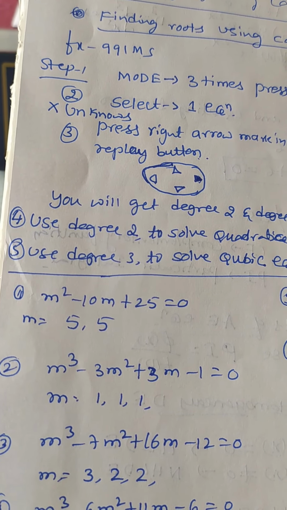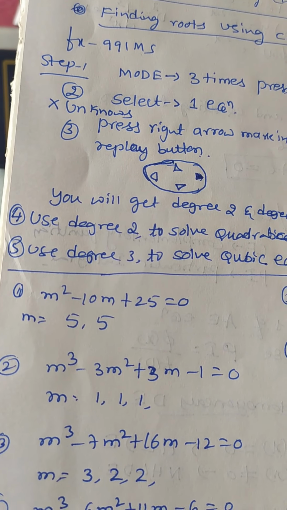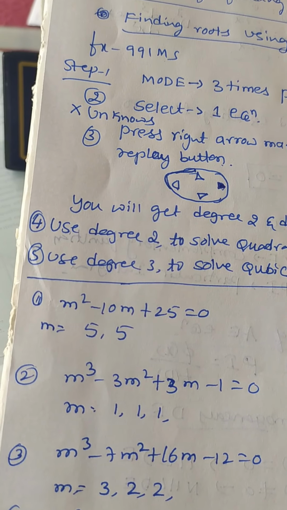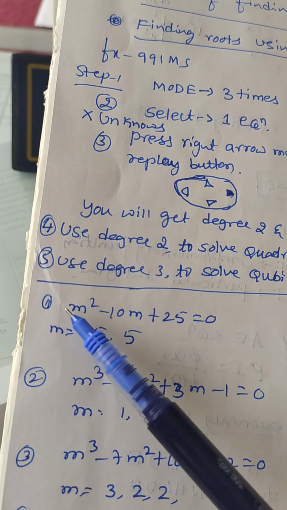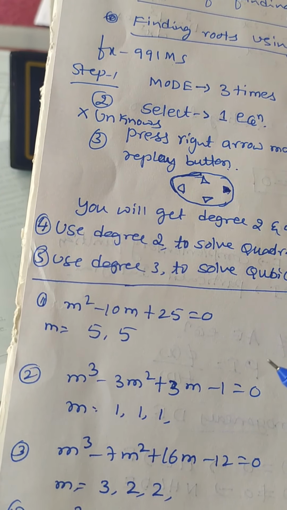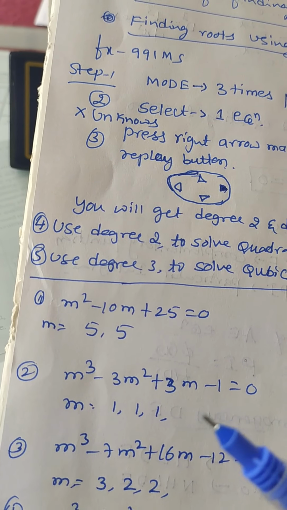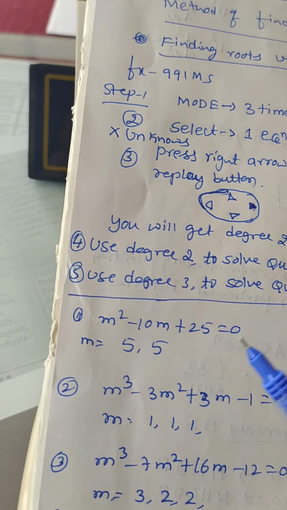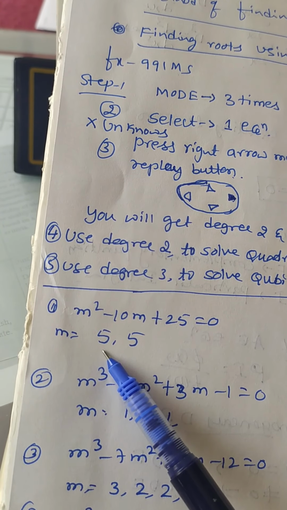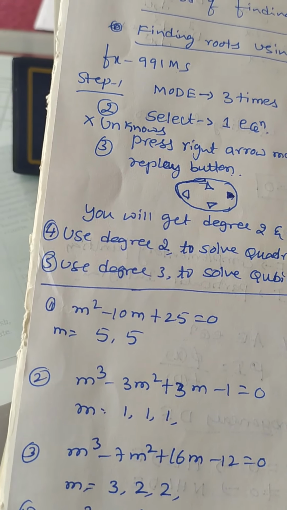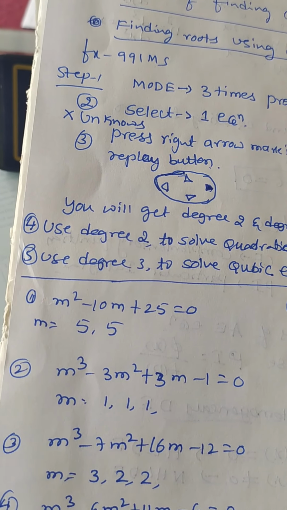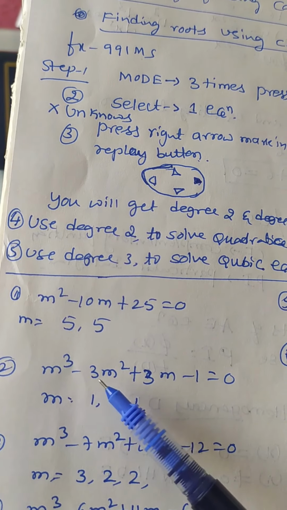5 shows one time, not 2 times. If we press the equal button, it shows a value. That means the coefficient of m square. Very important here: you have to take 5 two times, not 5 and 1. 5 two times. Next, come to the second equation.